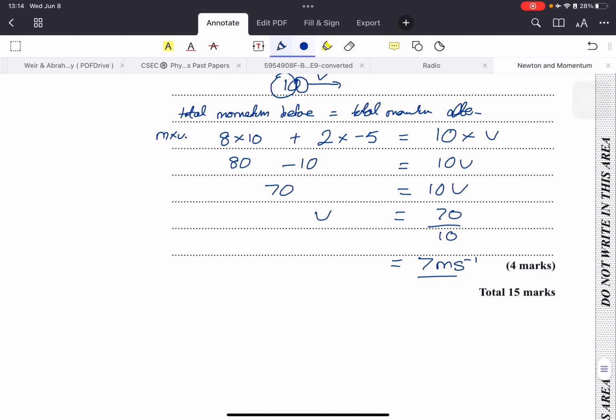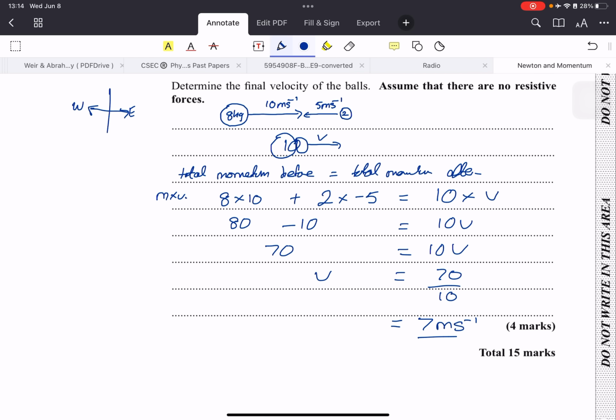So this was a very short video detailing Newton's three laws, kinematics formulae, as well as linear momentum and the law of conservation of momentum. So I hope it was helpful to you.